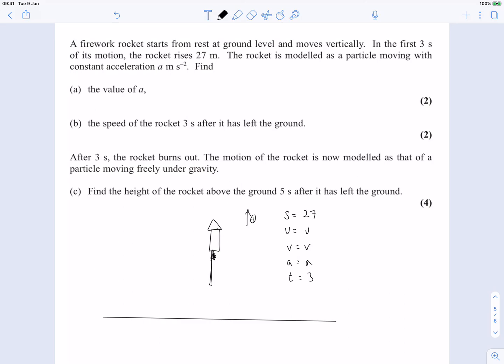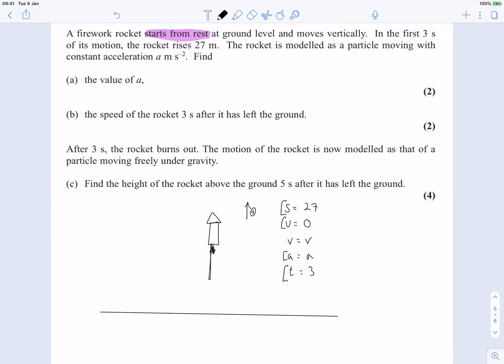Okay, interesting. So the rocket starts from rest. There you go, that's the key. It starts from rest. So if we start the timer exactly the instant when the initial velocity is 0, and then it starts to go, now we have S, U, A, and T, and we want to work out A.